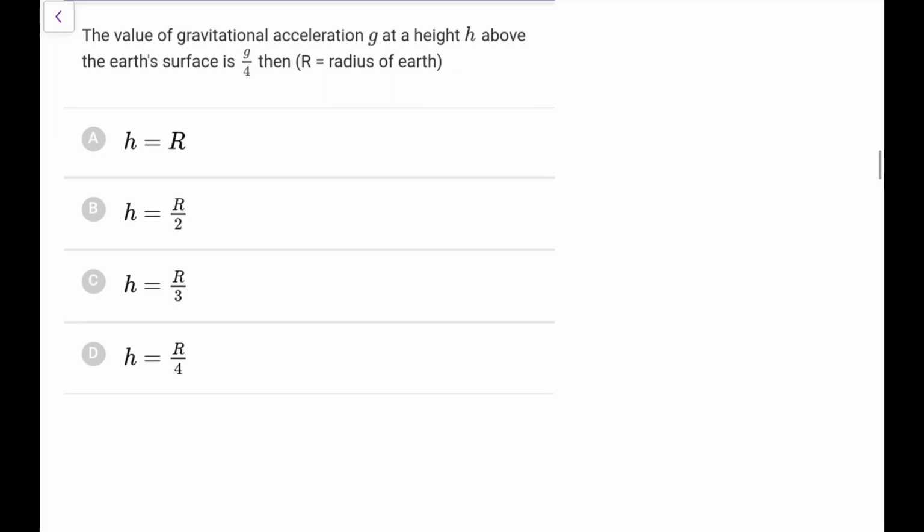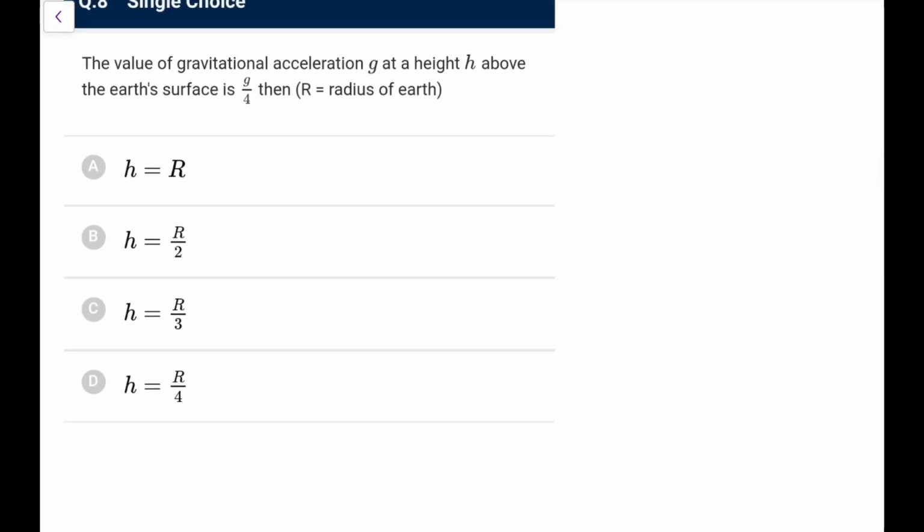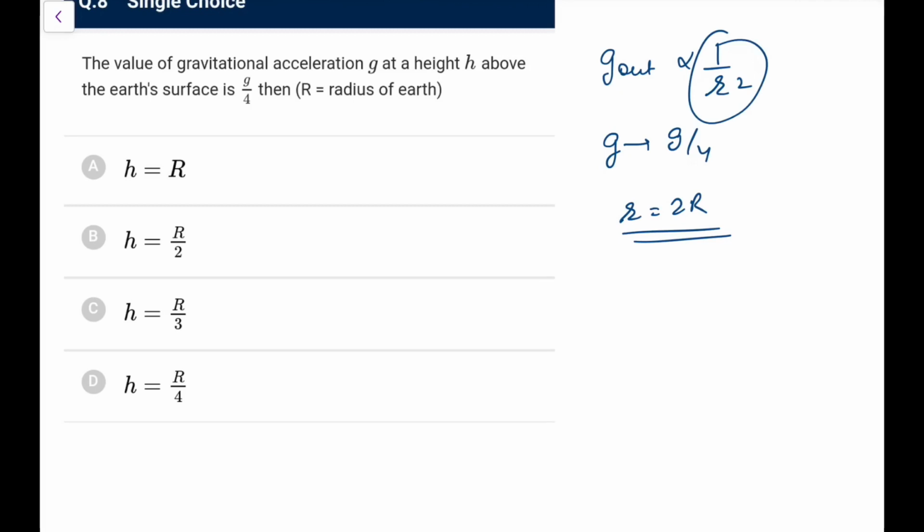Next one. The value of gravitational acceleration at height h above the earth's surface is g by 4. Outside, we know g varies as 1 by r square. So for g to become g by 4, that means 1 by r square, this r should become 2R. And r becomes 2R, that is R plus h, because this r is measured from the center, so the height would be R. You can also do it by the formula that you generally apply.